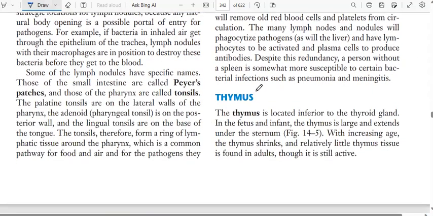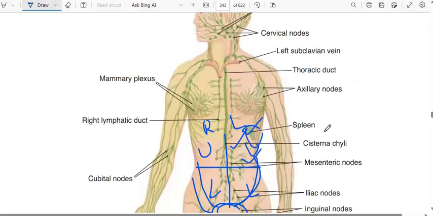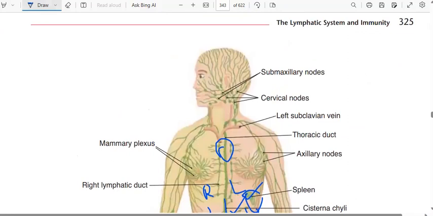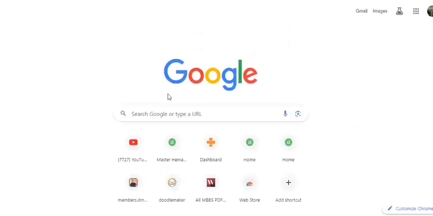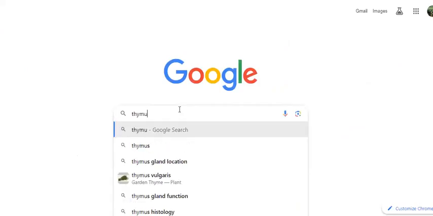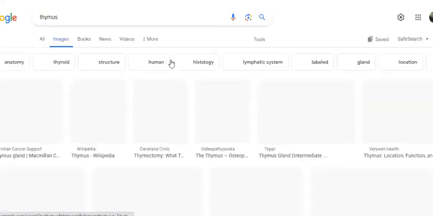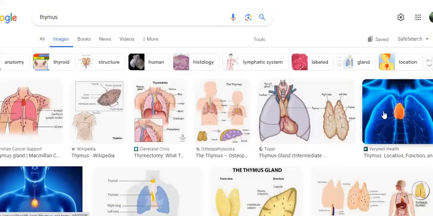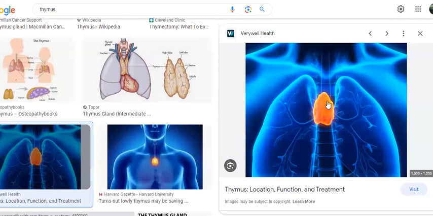Next, we come to the thymus. The thymus is located inferior to the thyroid gland in the fetus. Let's see here the location of the thymus. It is not given here, I don't know why. Let's see in another image. You can see this is a very good image. This is the thymus gland. It is above or beneath the windpipe.